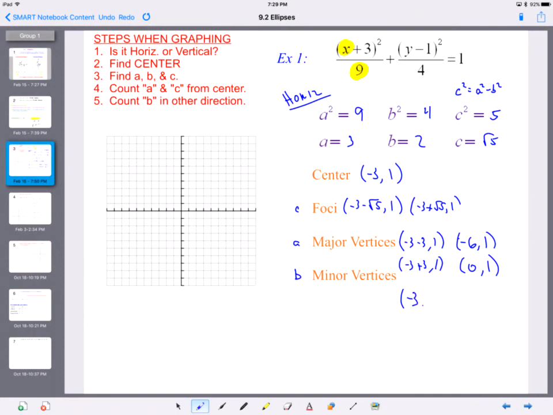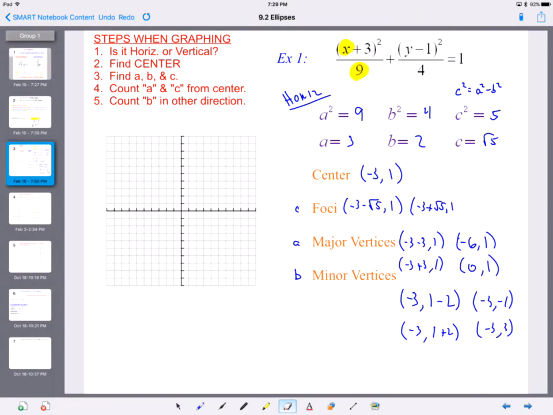So the negative 3 will stay the same, and you'll do 1 minus the B value, which is 2. And so that's equivalent to negative 3 comma negative 1, and then negative 3 comma 1 plus 2, and that's at negative 3 comma 3. And so you don't necessarily need the first part, you can just add them or subtract them in your head, but they do need to be simplified.